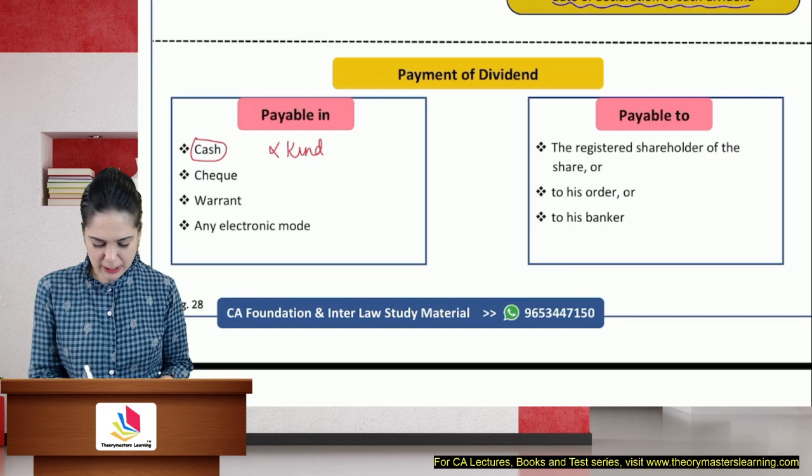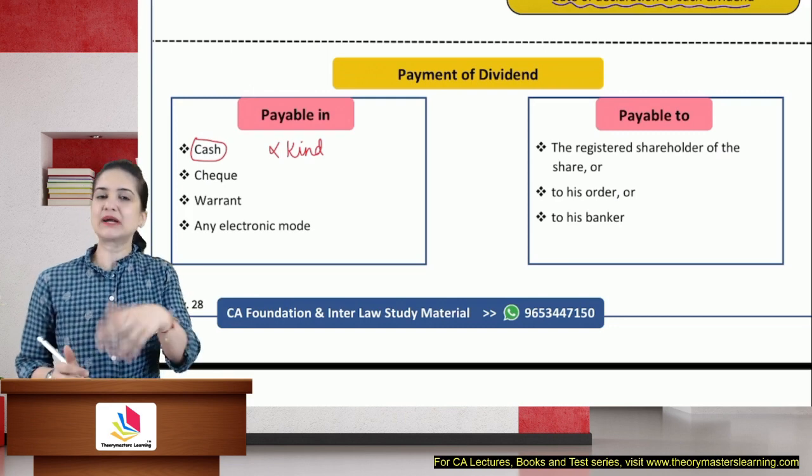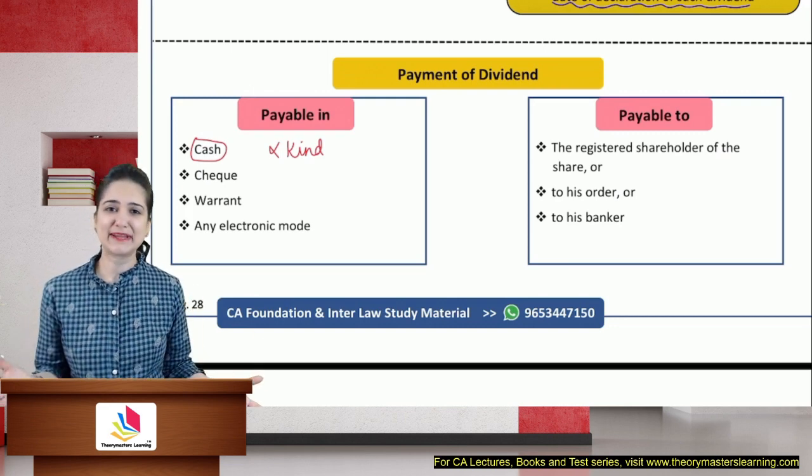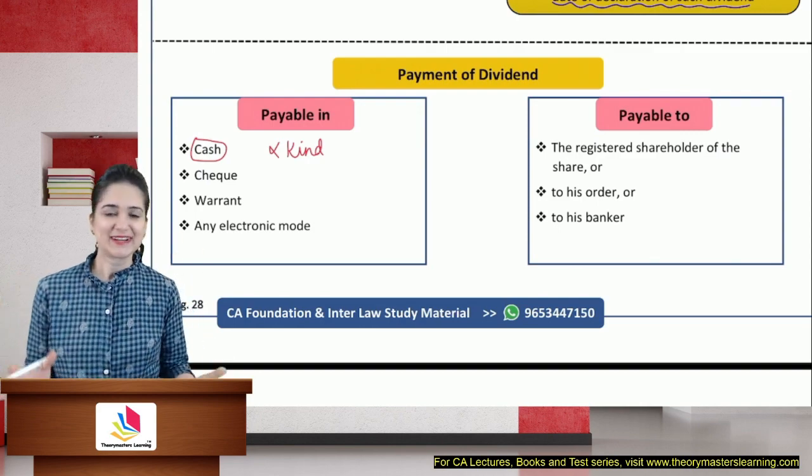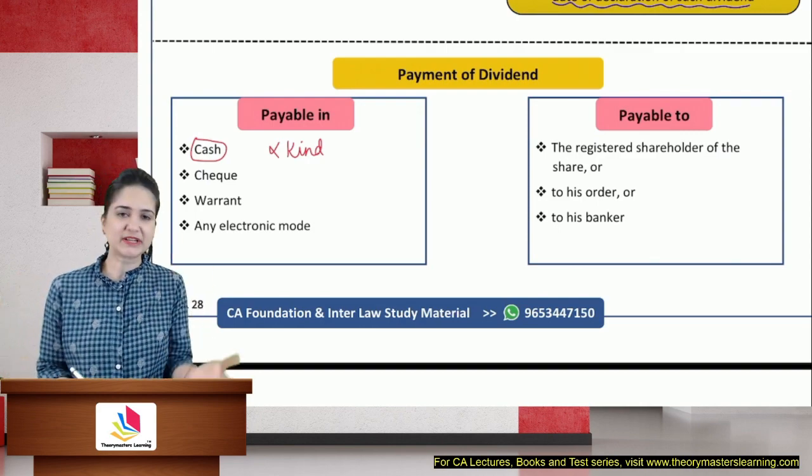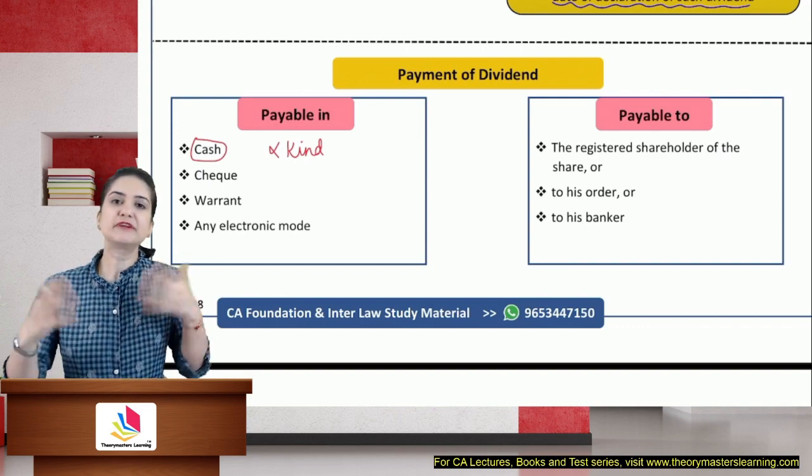Now you are a company manufacturing toys. You can't tell the members that I don't have money to give, why don't you accept toys? You can't give it in kind, but yes, you can give it in cash. And if you are giving it in cash, there are different ways in which you can give.